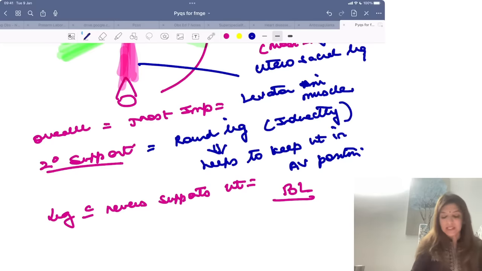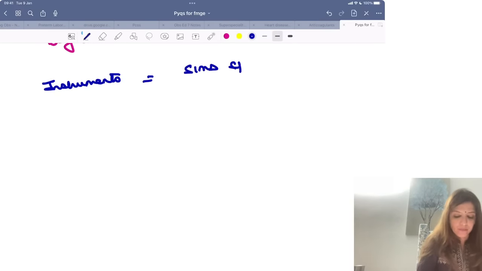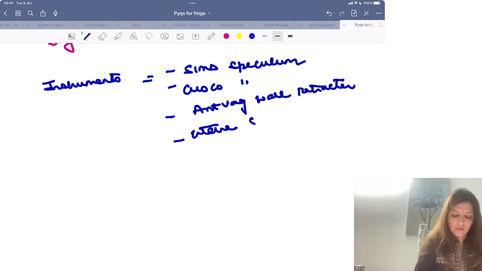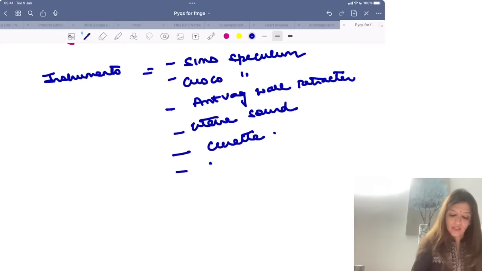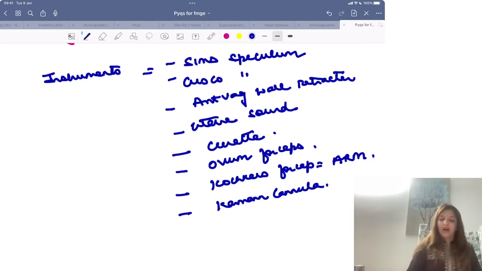Okay, what instruments are important? In instruments, I want all of you to look at Sims speculum, Cusco's speculum. Then look at the anterior vaginal wall retractor, a uterine sound, curette. Then look at ovum forceps, right? Then look at Cocker's forceps, because Cocker's forceps is used for ARM. Then look at Karman's cannula. Many times they have asked you about Karman's cannula.